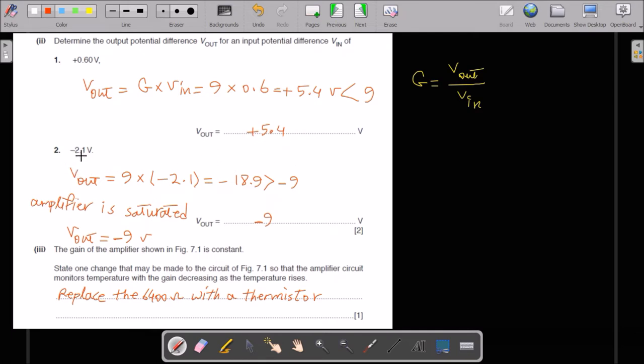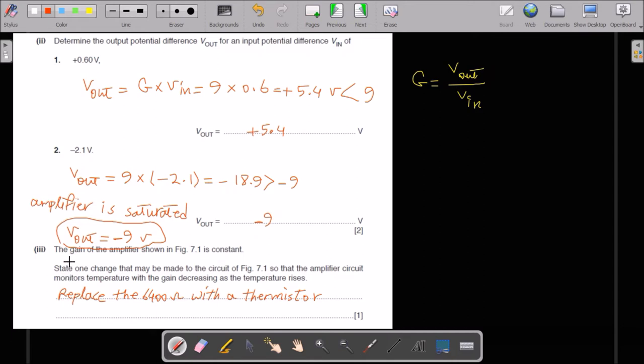Now, if you put input negative 2.1 volt, Vout will be negative 18.9. Negative 18.9 is more than negative 9 for the amplifier. That's why the amplifier is saturated, and the output will be negative 9 volt. So the output is negative 9 volt. The gain of the amplifier is constant.